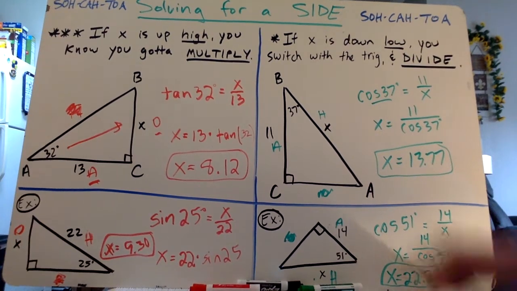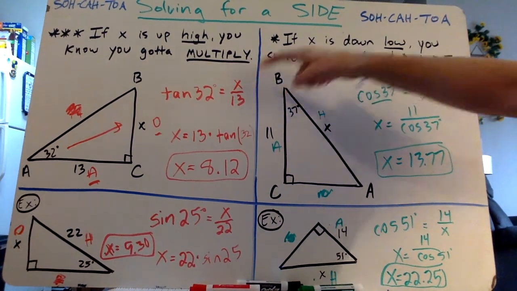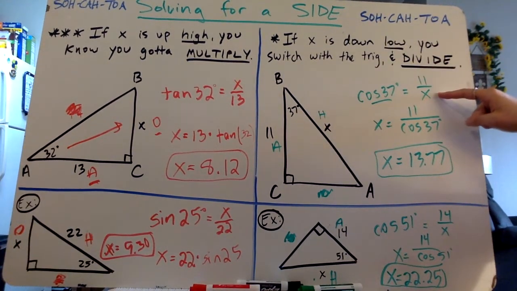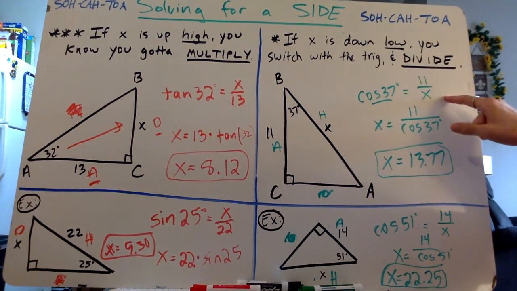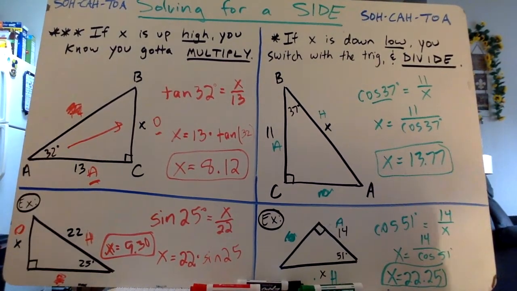And then depending on if x is up high, you multiply. If x is down low, you switch with the trig and you divide. Okay, so that's the lesson for today. And hopefully that makes sense. If you need to, go back and re-watch it. Whatever you need to do.